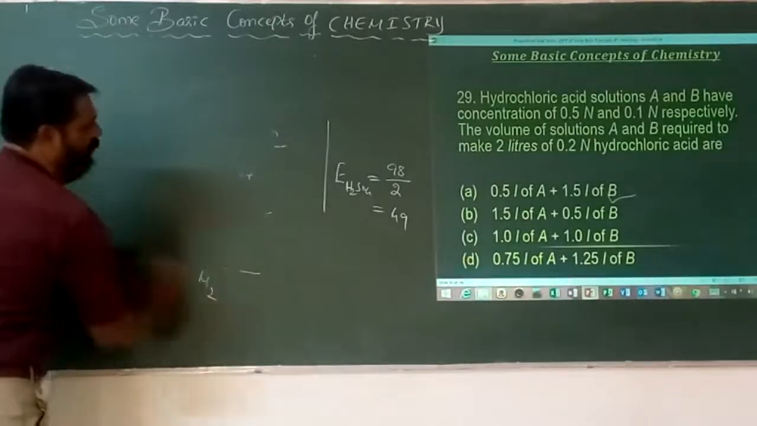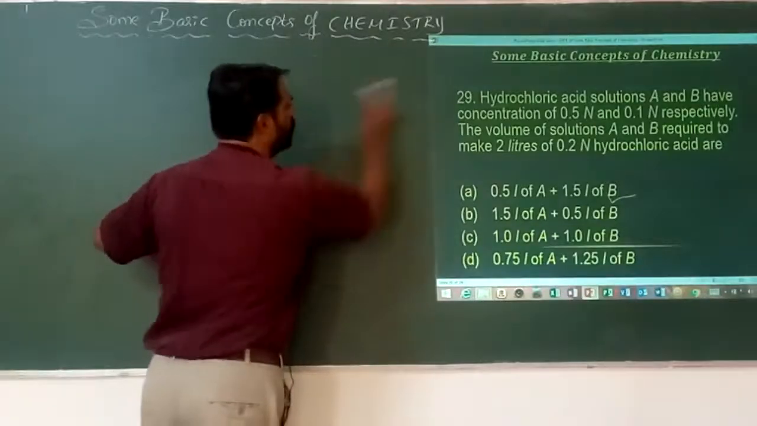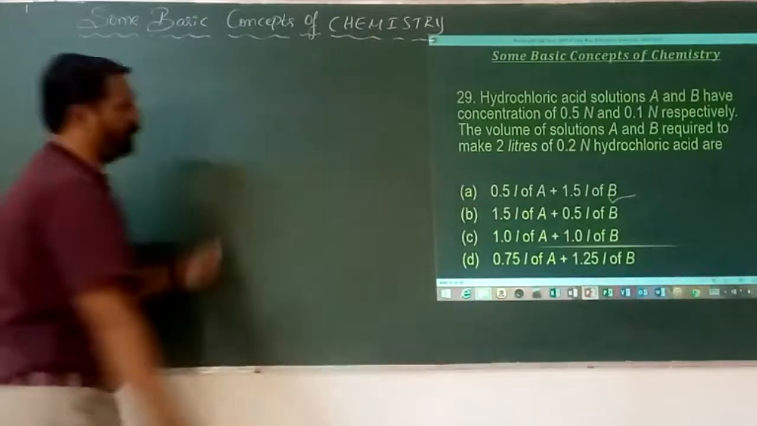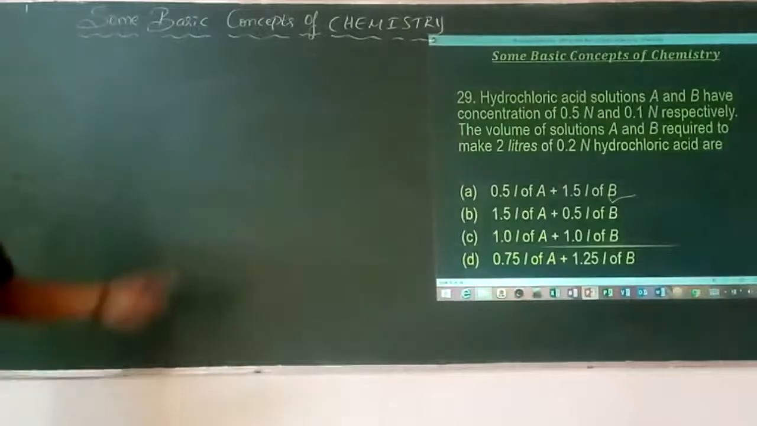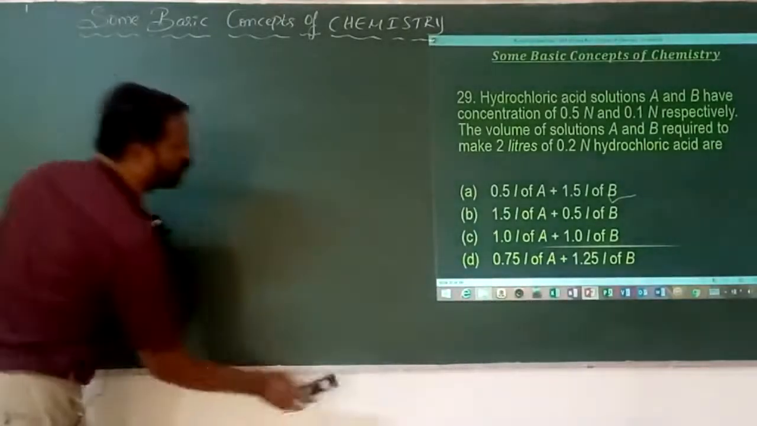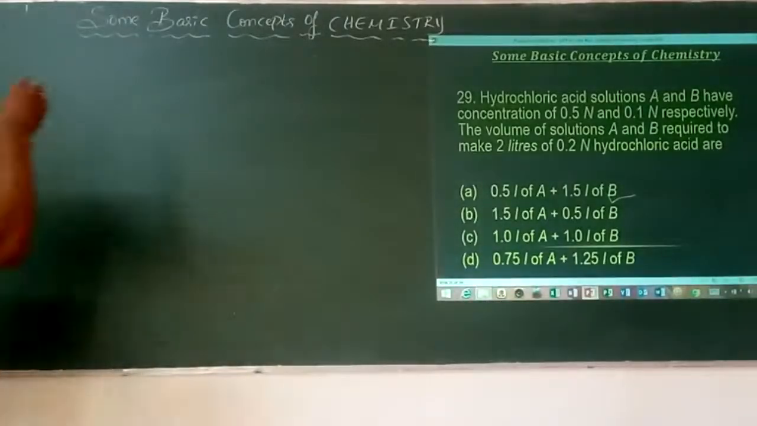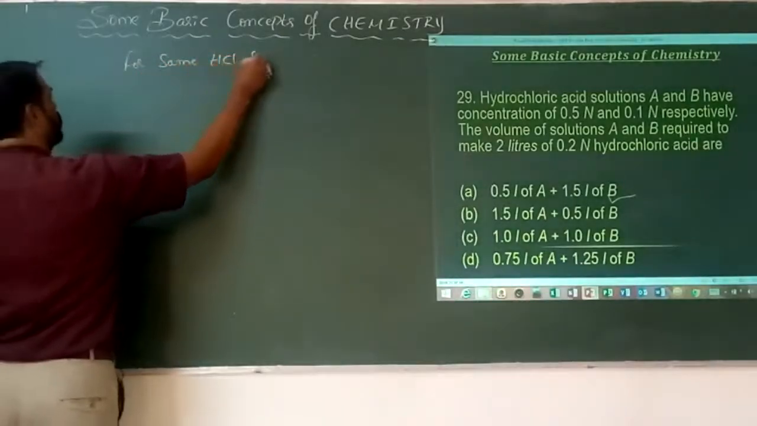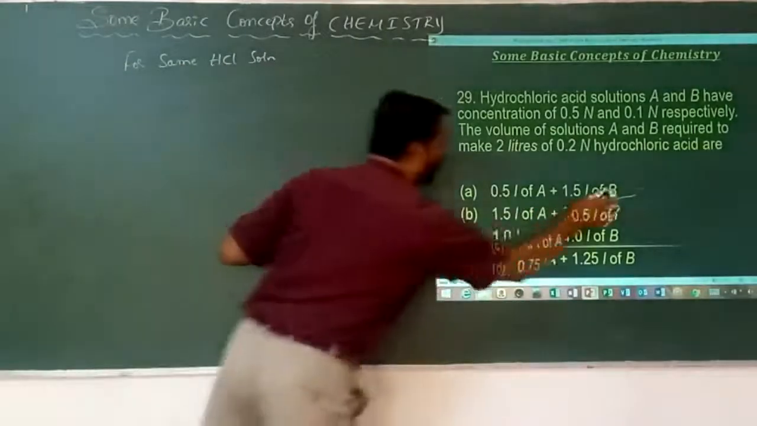Hydrochloric acid solutions A and B have the concentrations of 0.5 normal and 0.1 normal respectively. Therefore, the volumes of the solutions A and B required to make totally 2 liters of 0.2 normal HCl are what and what. Here we are mixing the same solutions, HCl solutions, and the concentration is normality.